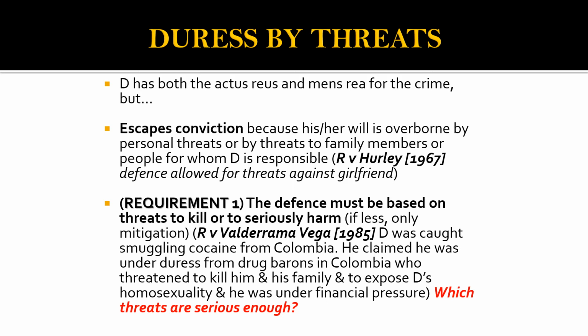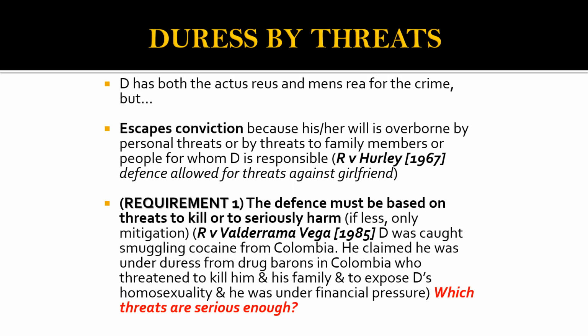So if you think about all of those threats there, which one or ones are the most serious? Which ones would satisfy this requirement? So the courts decided that the threats to kill him and his family were sufficient, but the other threats were merely going to be used in mitigation. Okay, if he was convicted, but he was luckily successful. So that's the first requirement.